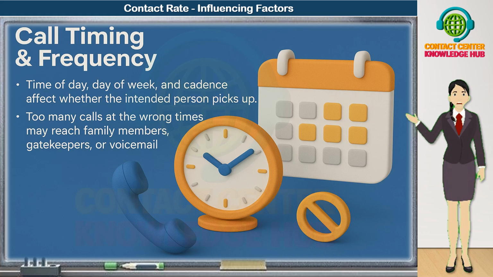However, there's an important balance to maintain. Calling too frequently not only lowers your right party reach but can also connect you with family members, gatekeepers, or wrong parties, damaging trust and efficiency. The best approach is to use data-driven timing strategies, analyzing past answer patterns to determine when each customer is most likely to answer. In short, smart timing and frequency transform outbound dialing from random attempts into strategic engagement.